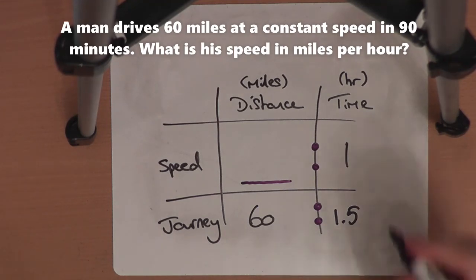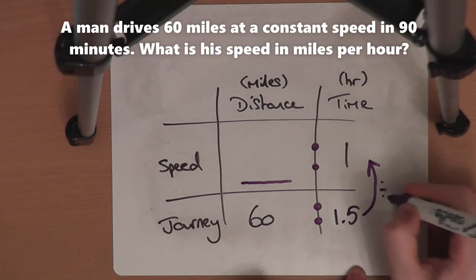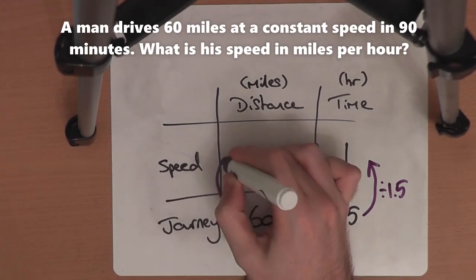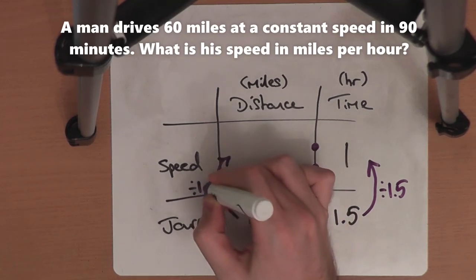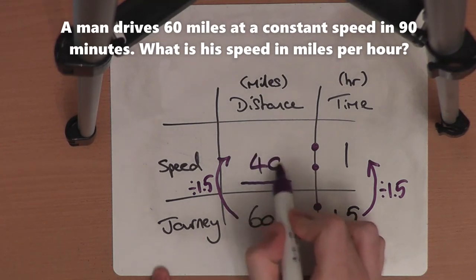We start from the complete one. How do we get from 1.5 down to 1? Well, we're going to have to divide by 1.5. Anything divided by itself will get you down to 1. If we've divided by 1.5 on the right, we have to also divide by 1.5 on the left. So we do 60 divided by 1.5. Possibly we grab our calculators if we need to. But we do 60, we divide it by 1.5, and we get 40.